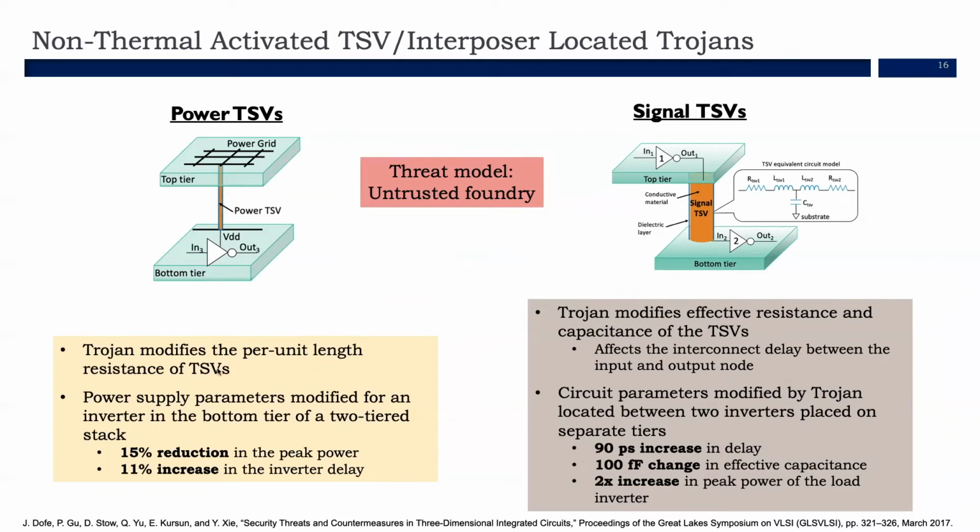That means the per unit length resistance or the per unit length capacitance of the TSV are altered. So in the power-based TSV, by altering the composition or the dimension of the TSV, the VDD supply to this inverter is now changed. Therefore, this results in a 15% reduction in the peak power and an 11% increase in the peak delay of this inverter.